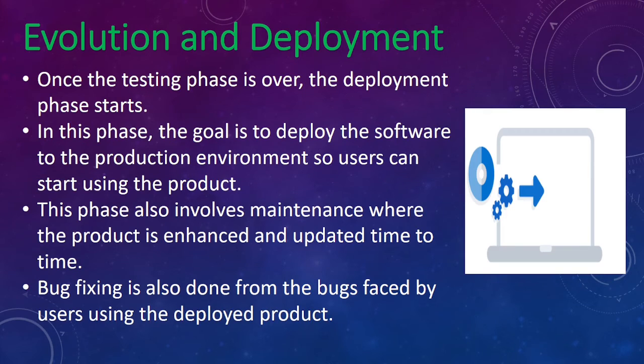This phase also involves maintenance, as said earlier, where the product is enhanced and updated from time to time. Bug fixing is also done. Usually, bug fixing is done from the inputs acquired from the users when they first use the deployed product. This means that once the product is deployed for the first time, there might be bugs faced by the users. These bugs are taken as inputs from the users as reviews and then taken into the maintenance phase. Here, the product is enhanced and updated from time to time.